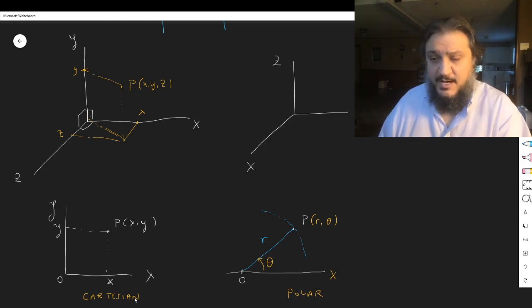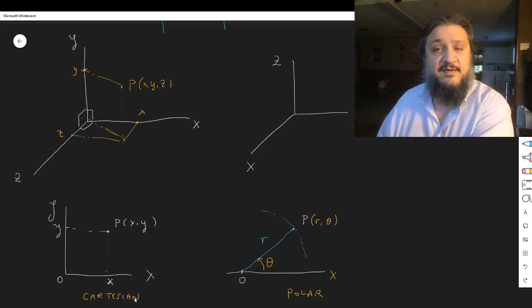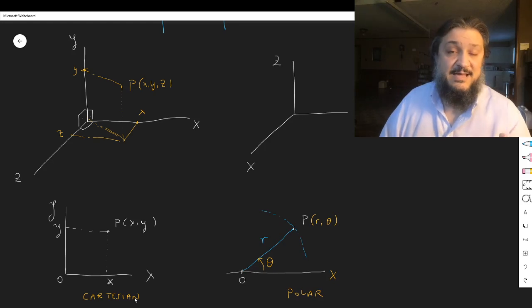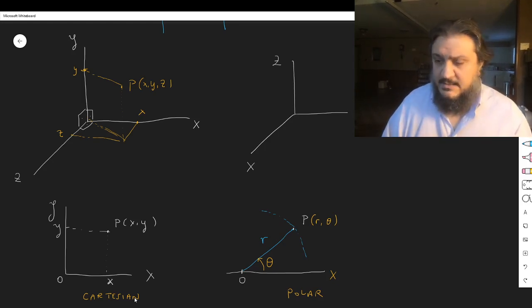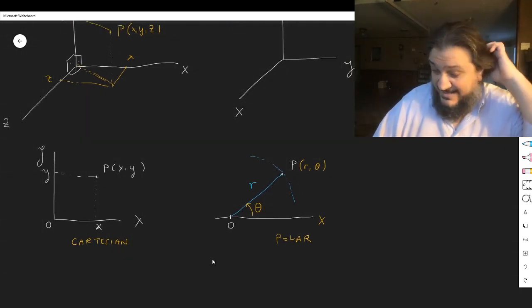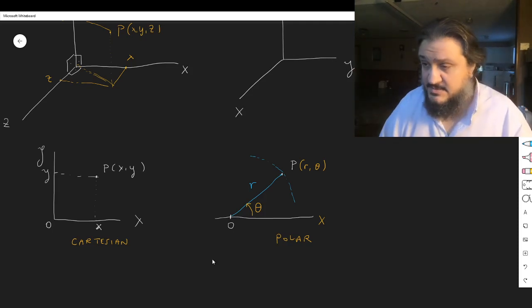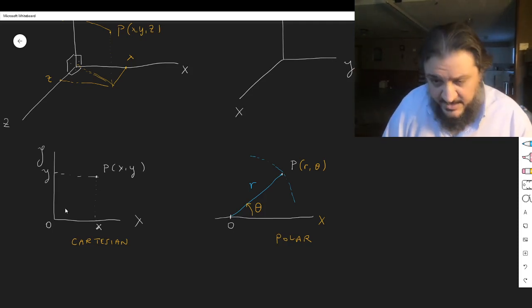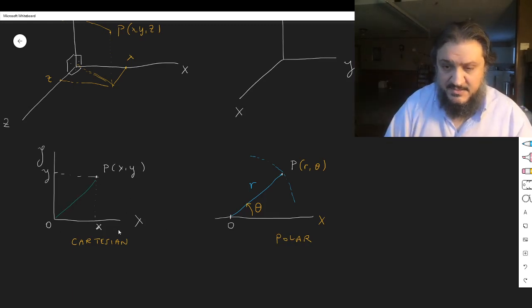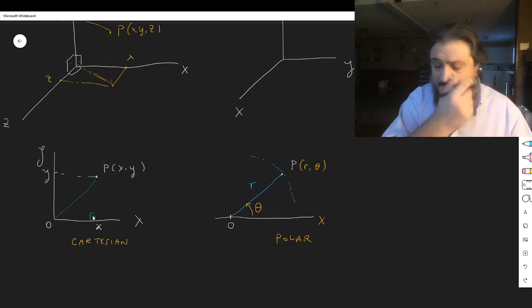Starting with x, y, how do I find the corresponding r and theta, or vice versa? Given r and theta, how do I get x and y? It's very easy actually. Just need to remember that this r here, which is the length of the line segment that joins O and P, is right here, this point over there. And by definition, rectangular coordinates means right angle. So this is a right triangle. Okay?